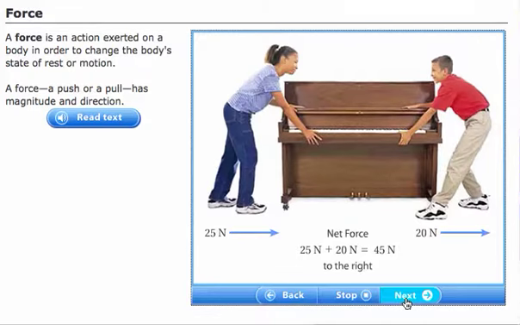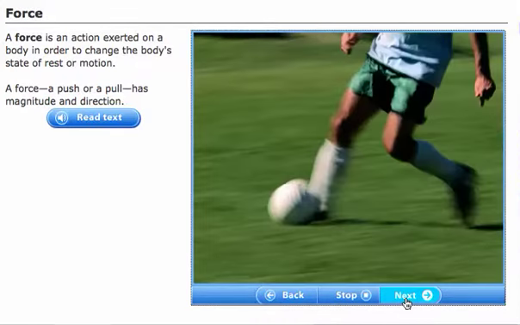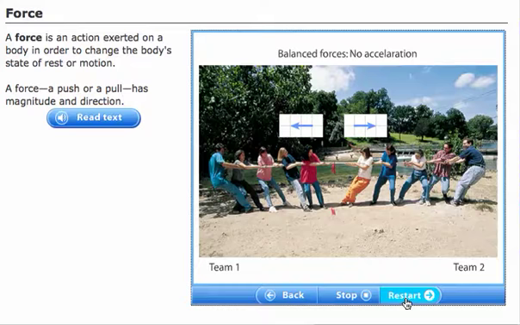An unbalanced force is always necessary to move an object from rest. An unbalanced force is also necessary to change the motion of an object that is already moving. Balanced forces cause no change in the motion of an object, whether it is moving or at rest.